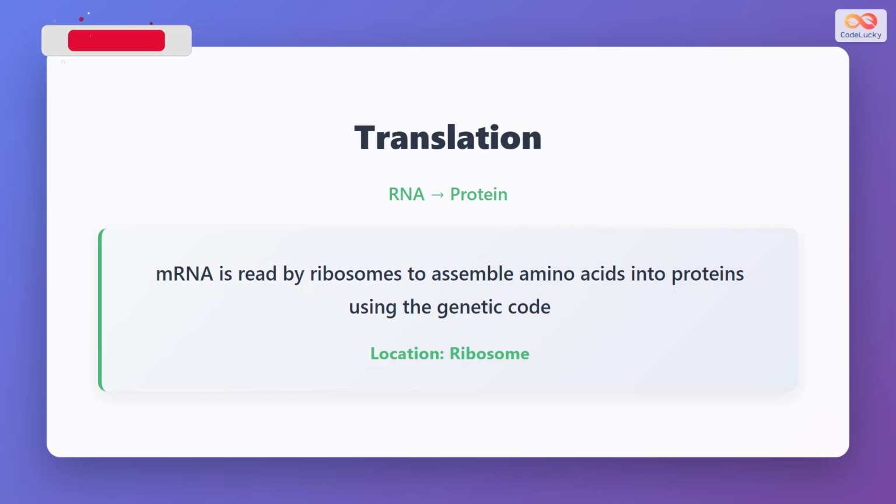Translation is the second major step in protein synthesis, where RNA is converted into protein. During translation, messenger RNA is read by ribosomes, which are the protein factories of the cell. The ribosome reads the mRNA sequence and uses it as instructions to assemble amino acids in the correct order, forming a protein chain. This entire process takes place at the ribosome, linking together the language of nucleic acids with the language of proteins.